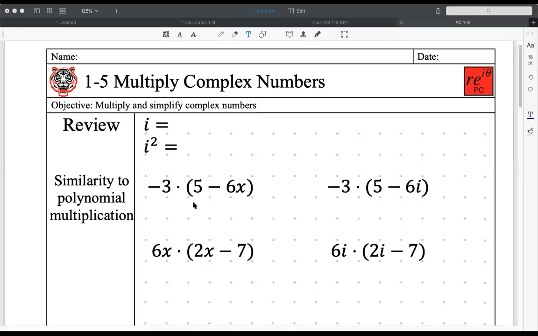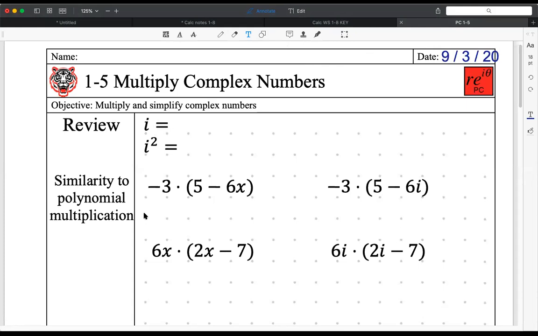We are in Precalculus. Today's date is Thursday, September 3rd. My writing tablet is not working. It's just too old. It's 7 years old, and I've been using it almost nonstop while school's in session. So today's date is 9/3/20.